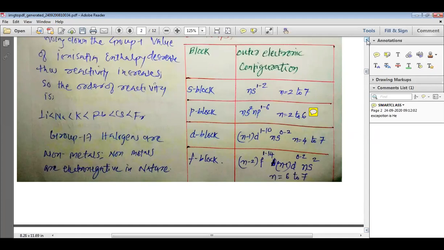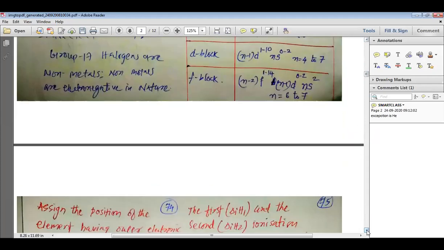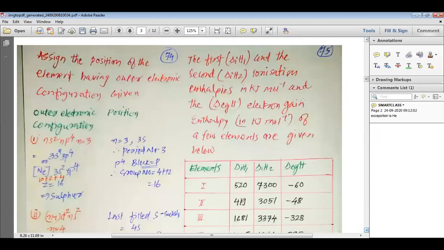Quite a few times this question has been asked in the various exams about the general electronic configuration of the various blocks, and it is important to learn the general electronic configuration. So please learn it. Then we have the next question.